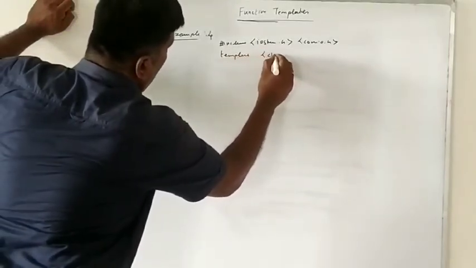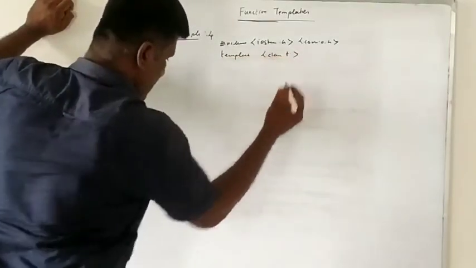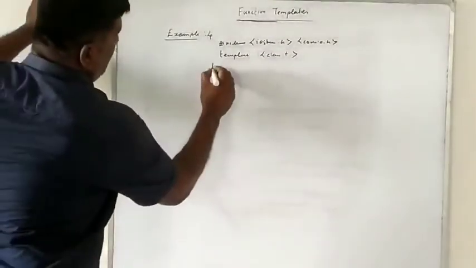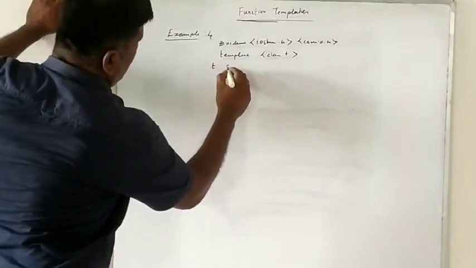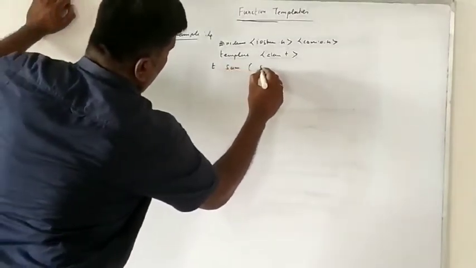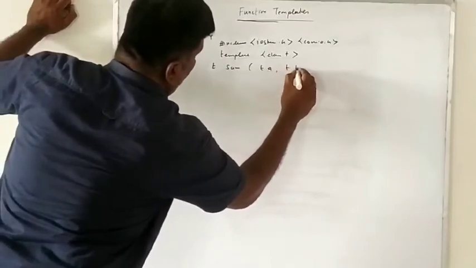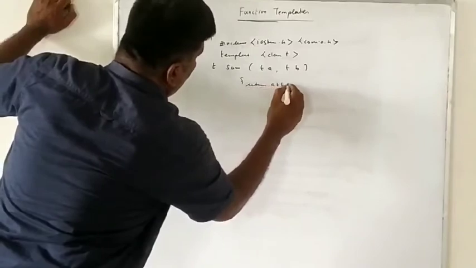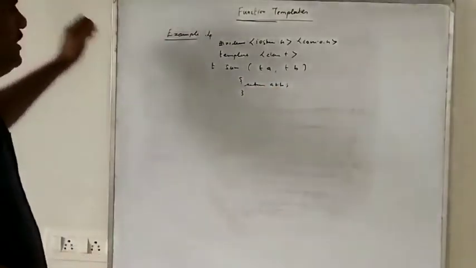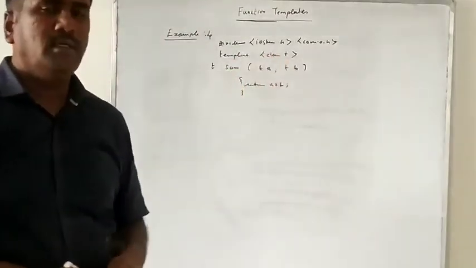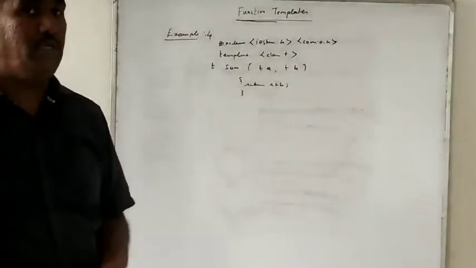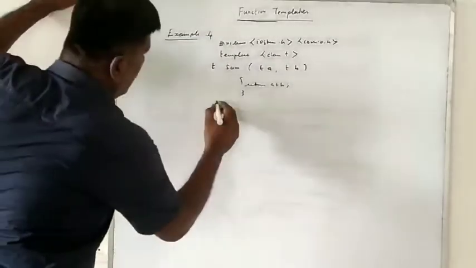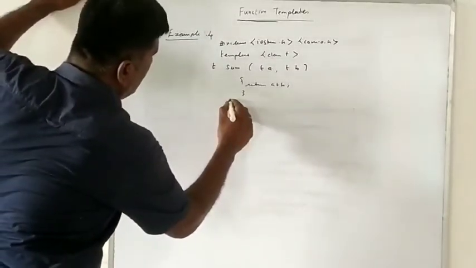Template class T. T is the return type. So what is that? T sum of T a, comma, T b. It returns a plus b. Here you are passing two arguments, and the two arguments may be integer or float.